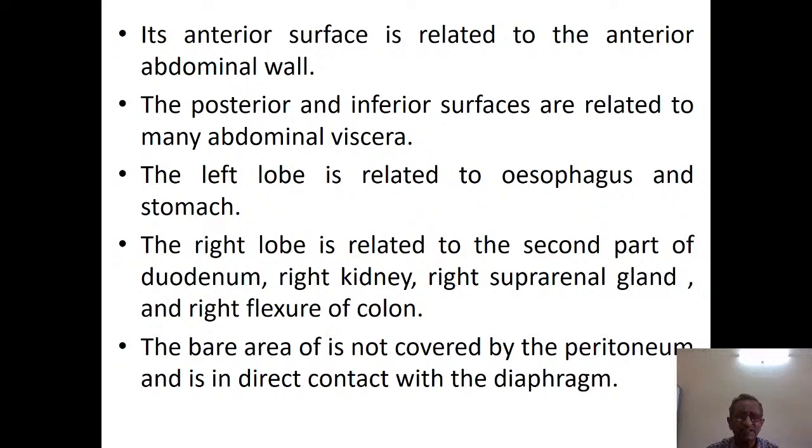We will see its anterior surface is related to the anterior abdominal wall. The posterior and inferior surface are related to the many abdominal viscera. Left lobe is related to the esophagus and stomach. The right lobe is related to the second part of the duodenum, right kidney, right suprarenal gland and right flexure. So the posterior and inferior surface of the left lobe is related to the esophagus and stomach, whereas the posterior and inferior surface of the right lobe is related to the right kidney, right suprarenal and right flexure of the colon. The bare area is not covered with peritoneum and is in direct contact with the diaphragm.